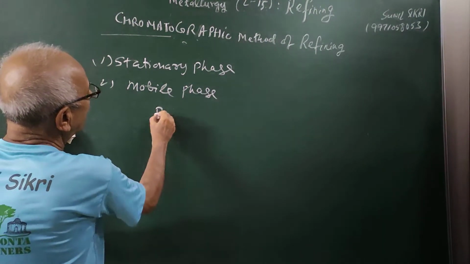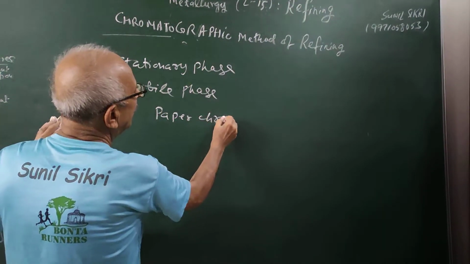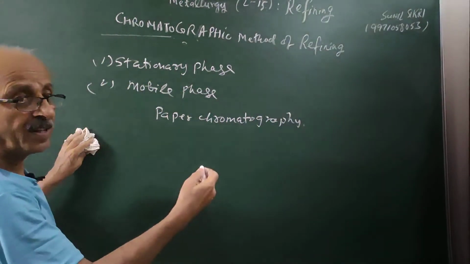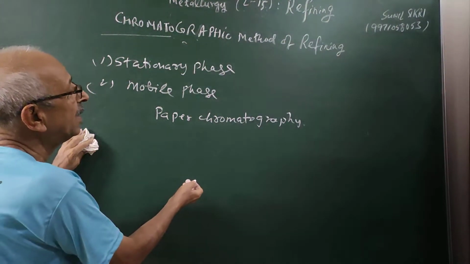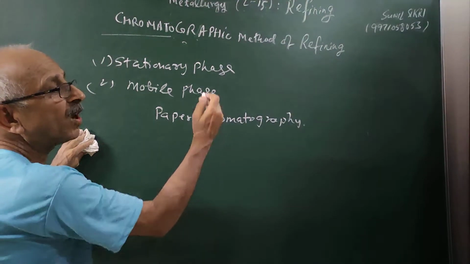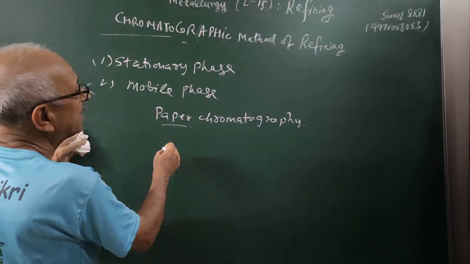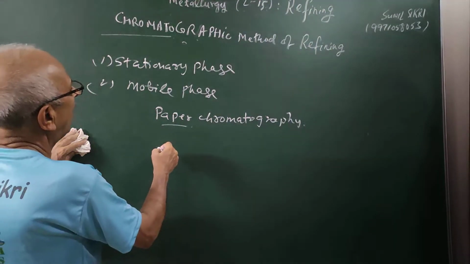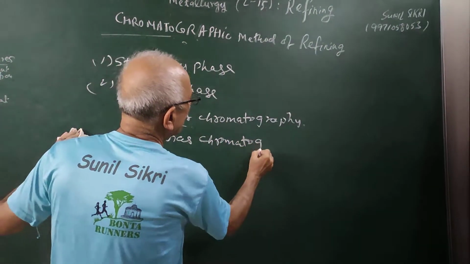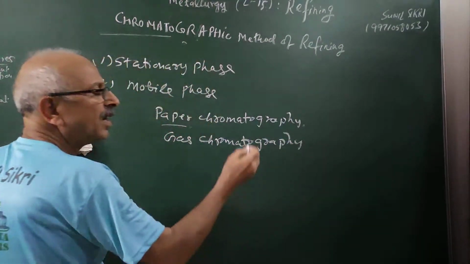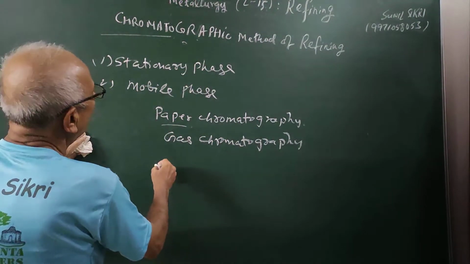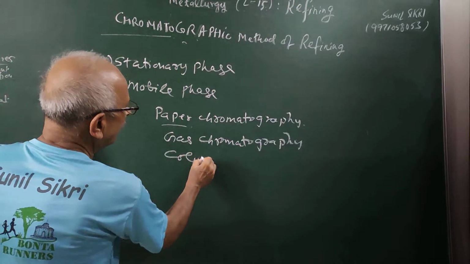For example, we have paper chromatography, where a strip of paper is used and the components of the mixture are put in a liquid and they rise and are adsorbed to different extents on the paper. Special chromatographic papers are used. Or we can have gas chromatography, where a gas is used as an eluent to carry the mixture of compounds. Or we can have column chromatography.